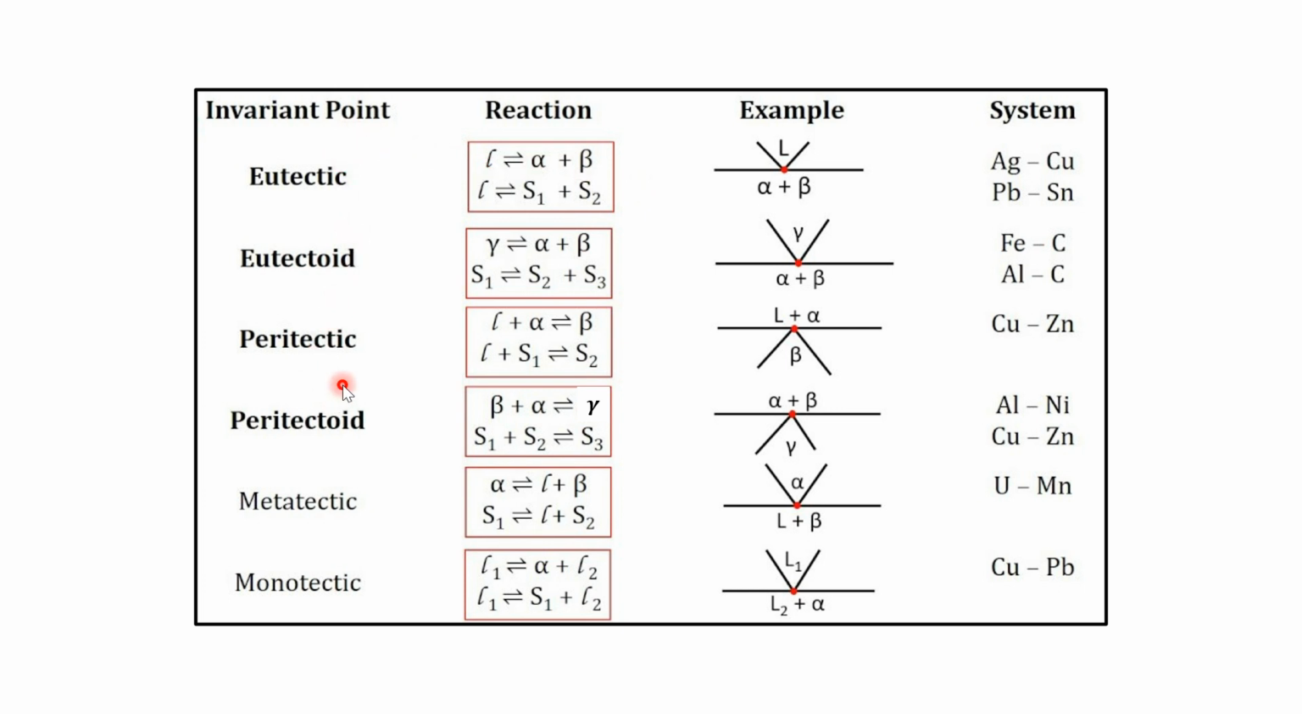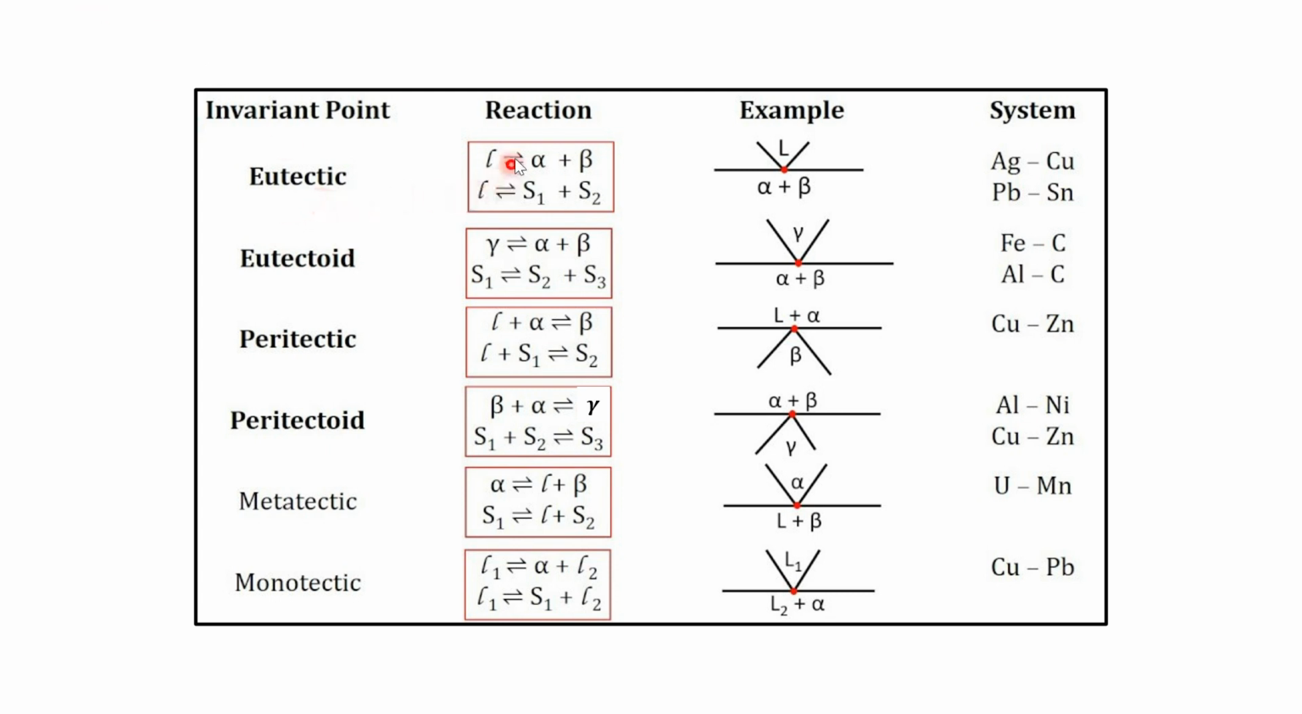There are different types of invariant reactions. If you know the iron carbon phase diagram, there are actually three invariant reactions. It would be better if you can find out for the next class what the three invariant reactions in an iron carbon phase diagram are. Here we have multiple options. Metatectic and monotectic are not required to memorize, but at least these four, it would be very good if you familiarize yourself.